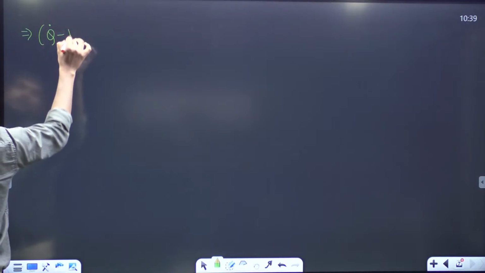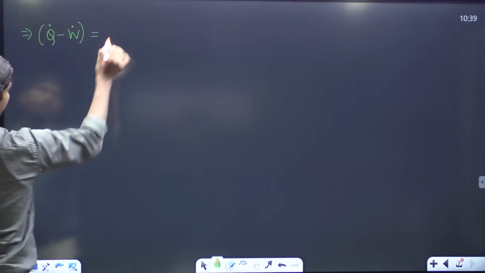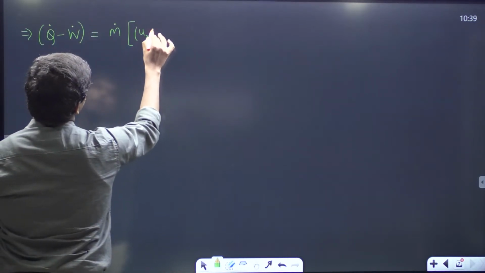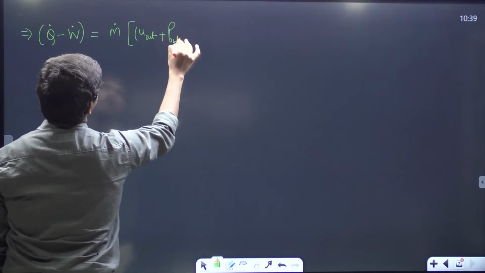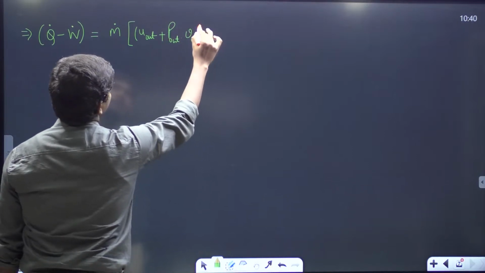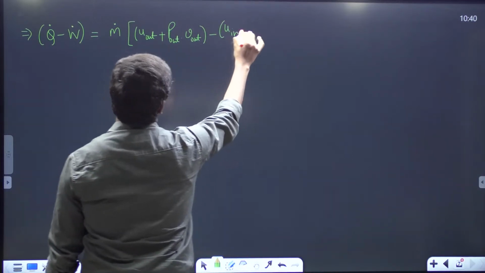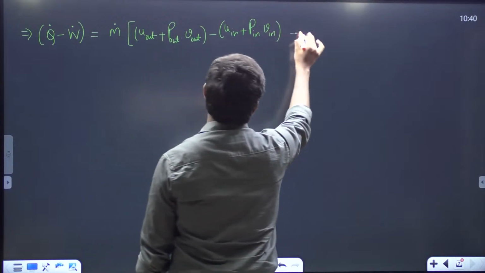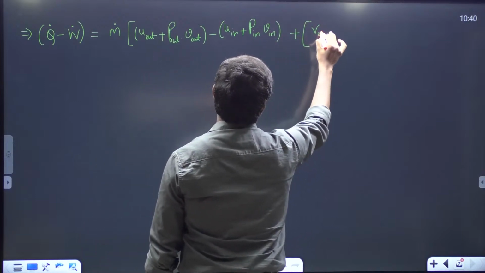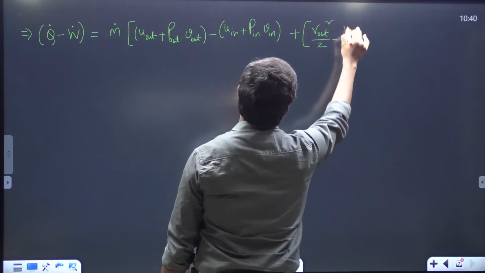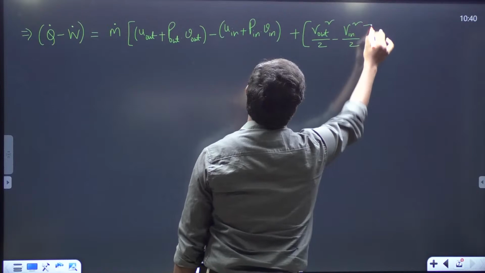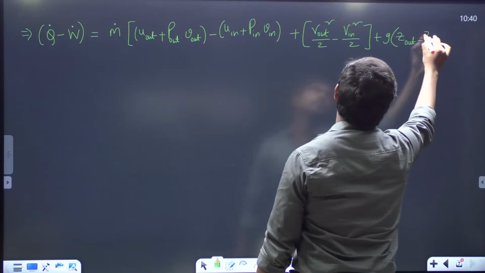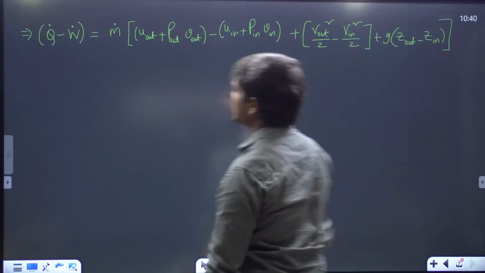Q dot minus W dot is equal to m dot into U out plus P out into V out minus U in plus P in V in plus V out square by 2 minus V in square by 2 plus Z into Z out minus Z in. So this is the equation that is with us.